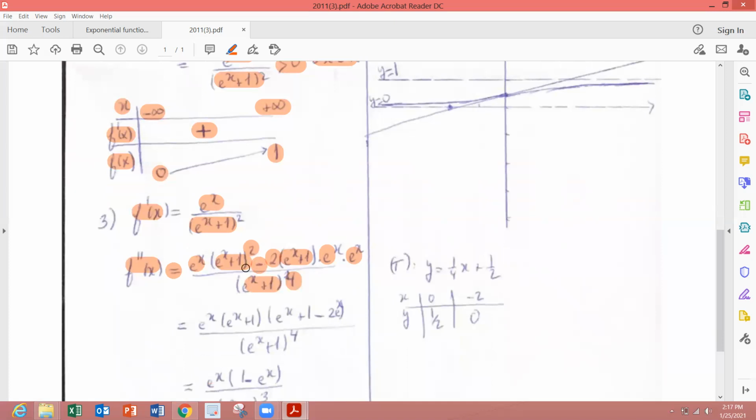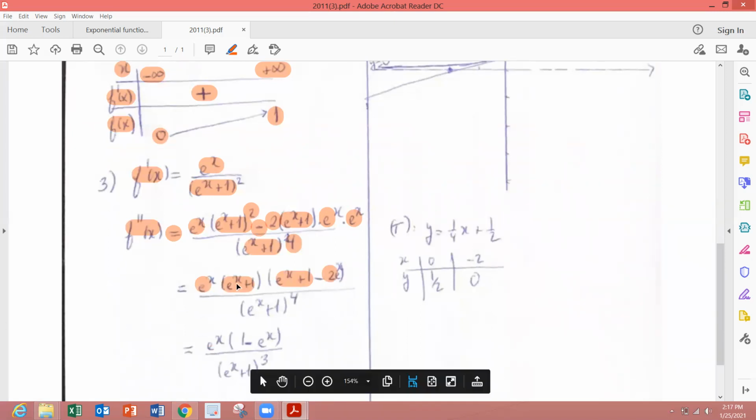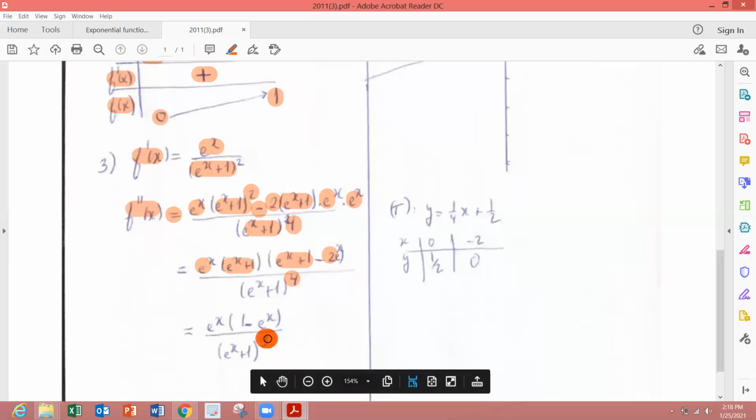We take common e^x into e^x plus 1 as common. It remains from the first one e^x plus 1. In the second factor remains minus 2e^x. We simplify e^x plus 1 with e^x plus 1 to the power 4. It becomes e^x plus 1 cubed. e^x into 1 minus e^x.